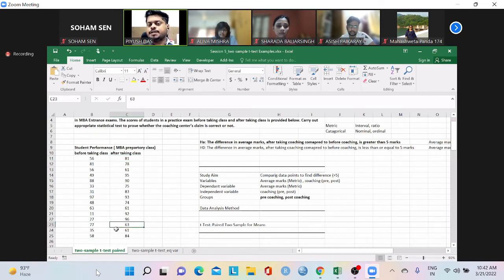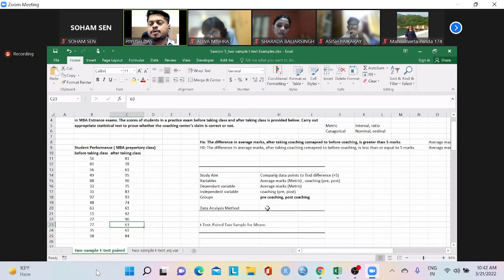He is scoring 63 now. It is not necessarily that by taking class everybody's performance has improved, right? So this is where for the same group of students you have two sets of different marks. So the marks are paired. Why is it paired? For the same group of students, two data points, and both the data points are together, right? Is this part clear or any doubt?